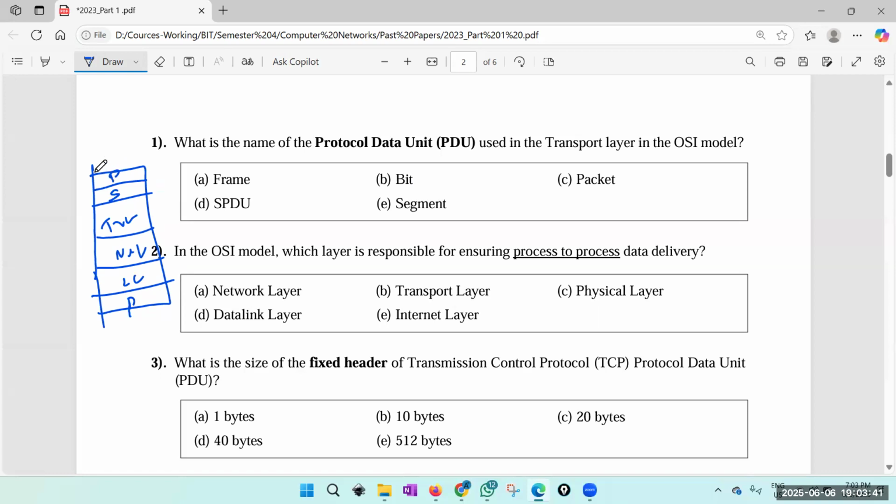session, presentation and application. Here the data unit is bits for the physical layer, frame for the logical link layer, and for the network layer it is data packet, datagram or IP packet. And for the transport layer, it is segment. So the protocol data unit is segment. Above that, there's nothing called protocol data unit because they are interested in the application as a whole. So therefore, the answer must be E.